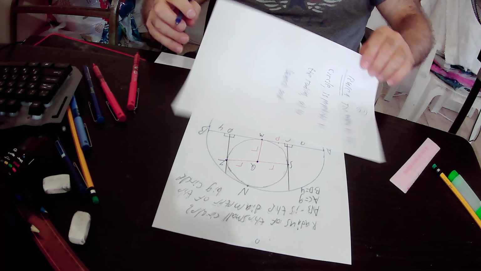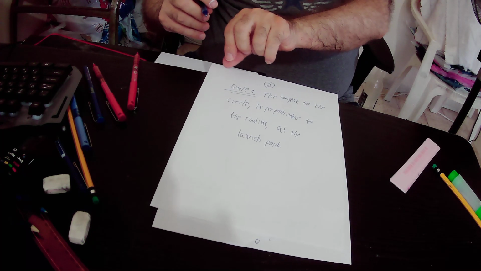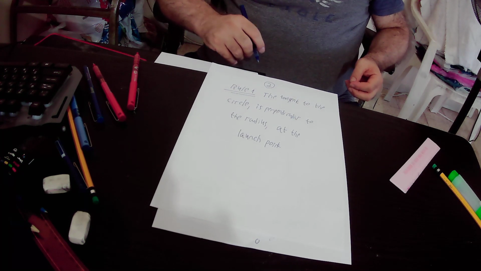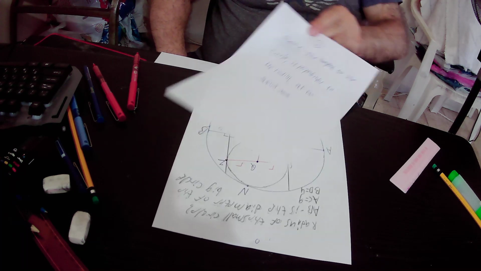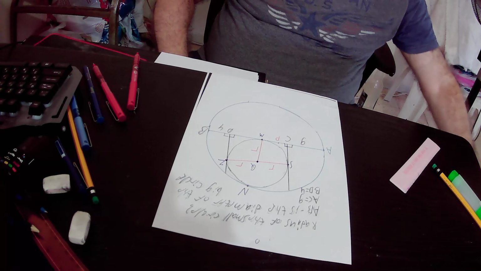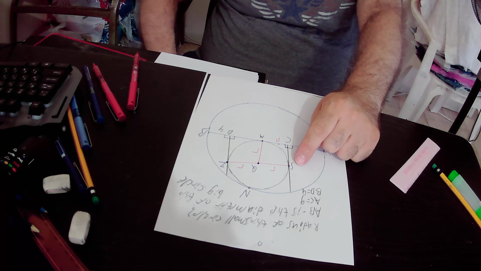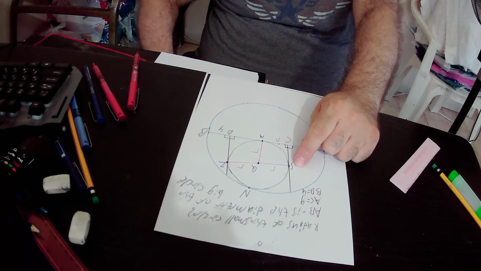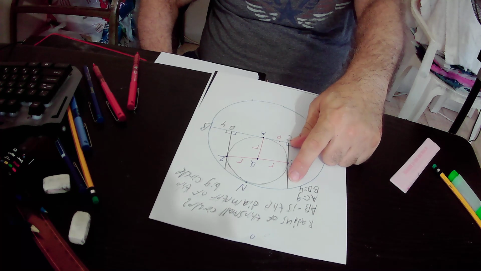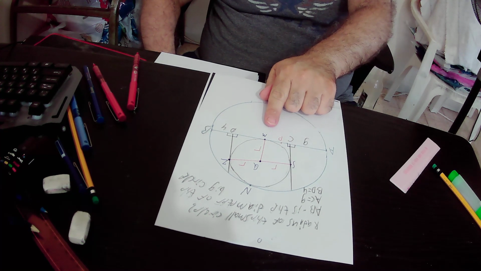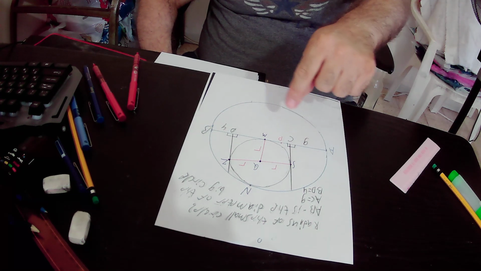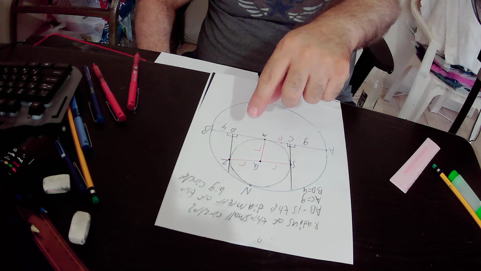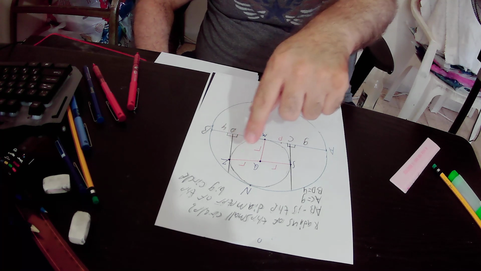So I will read rule number 1 again. Rule number 1 states that the tangent to the circle is perpendicular to the radius at the launch point. So here, S is the launch point between the circle and this tangent. M is also the launch point between the tangent and the circle, and point Z is also the launch point between the tangent and the circle.